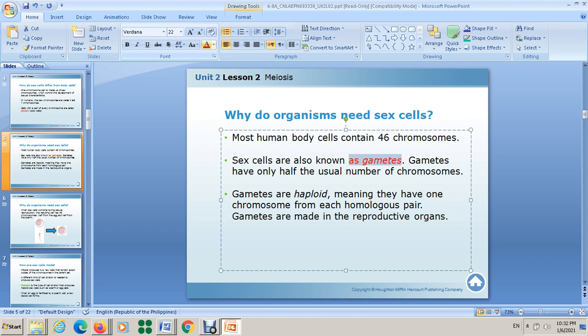Why do organisms need sex cells? To give the correct number of chromosomes in the offspring, right? Where do we find these sex cells? We find them in the female reproductive organ and male reproductive organ. Gametes are called haploid also. The gametes are haploid because they have one chromosome from each homologous pair. Gametes are made in the reproductive organs.